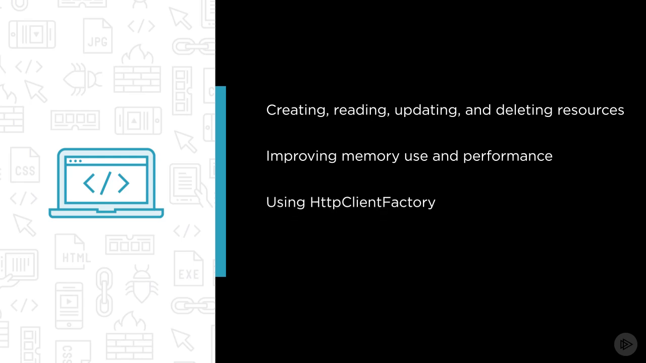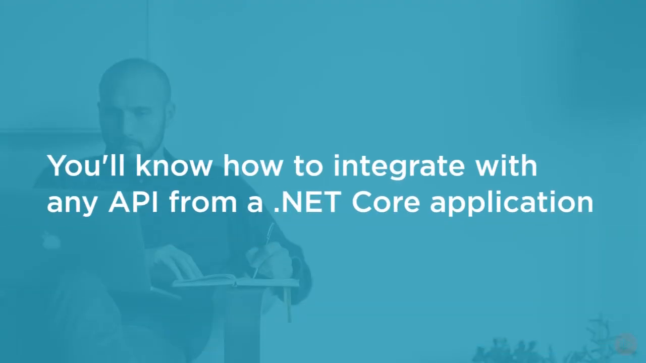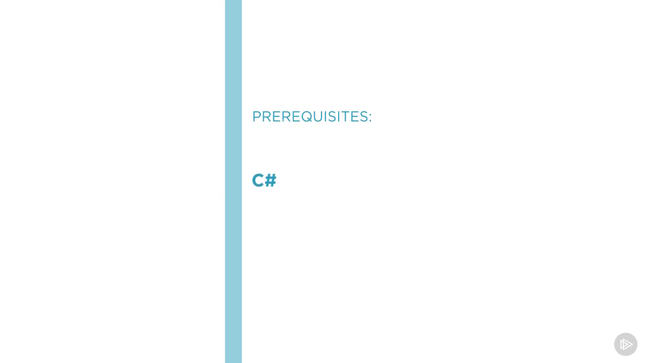Some of the major topics that we will cover include creating, reading, updating and deleting resources, improving memory use and performance by working with streams and compression, using HTTP Client Factory for HTTP Client instance management, and writing custom HTTP message handlers. By the end of this course, you will have extensive knowledge on how to integrate with any API from a .NET Core application. Before beginning the course, you should be familiar with C#.